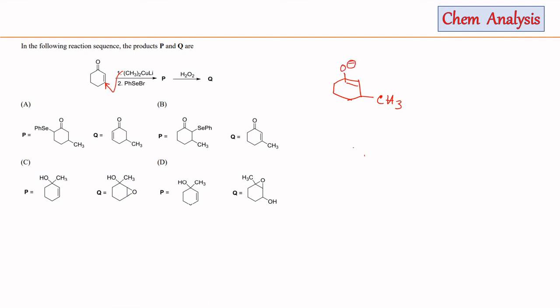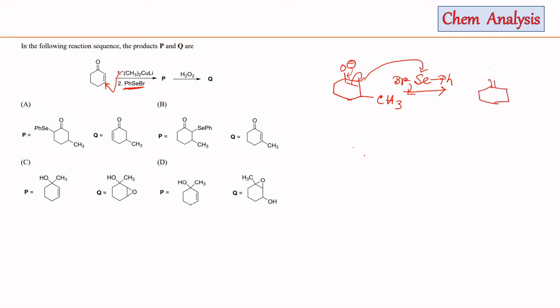Here will be opening of this carbon oxygen double bond, and there will be generation of O minus. When this anion forms back the carbon oxygen pi bond, there will be an anion, and that anion will attack this electrophile in the second step. Here the anion will attack, and the selenium bromide bond will break.